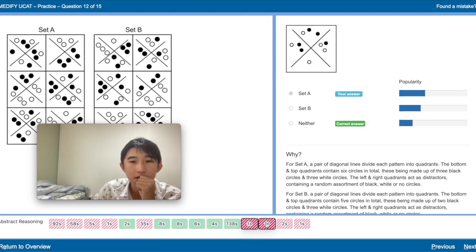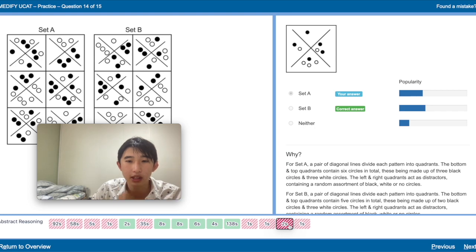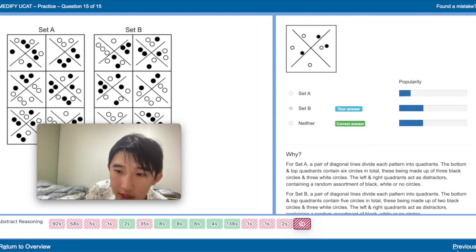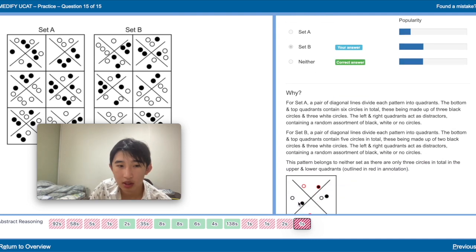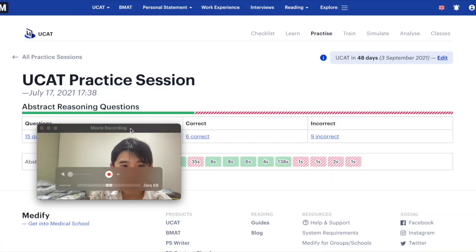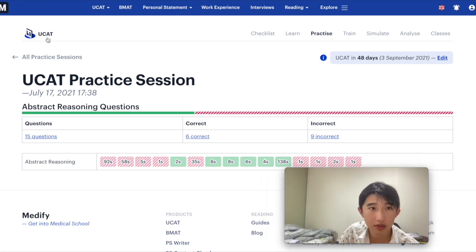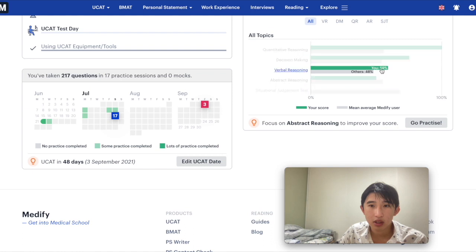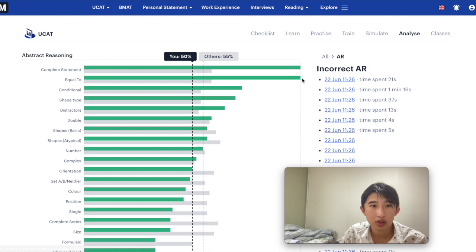Four, neither. Six, that's set A. 5, neither. Wait, no, 1 to 5. That's set B. Yep. Three, neither. Yeah. Right. Got it. This is hard. So we have to improve our abstract reasoning score a little bit, I think.